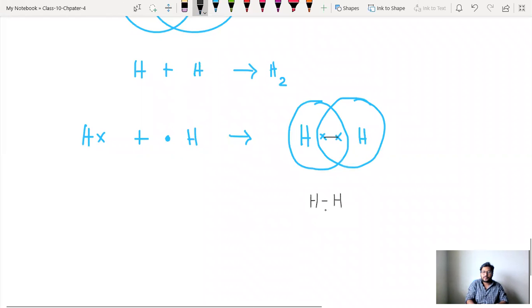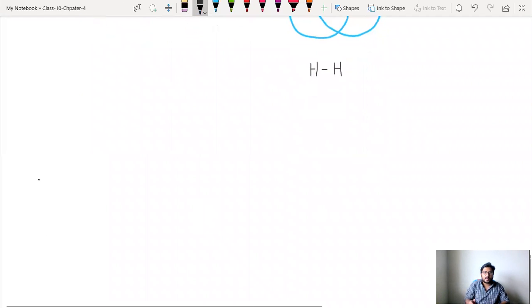So in between hydrogens, how many pairs are there? Only one pair. One pair means only two electrons, only one bond. So that is a single bond. Now double bond, let us discuss. Now you might have got the idea.